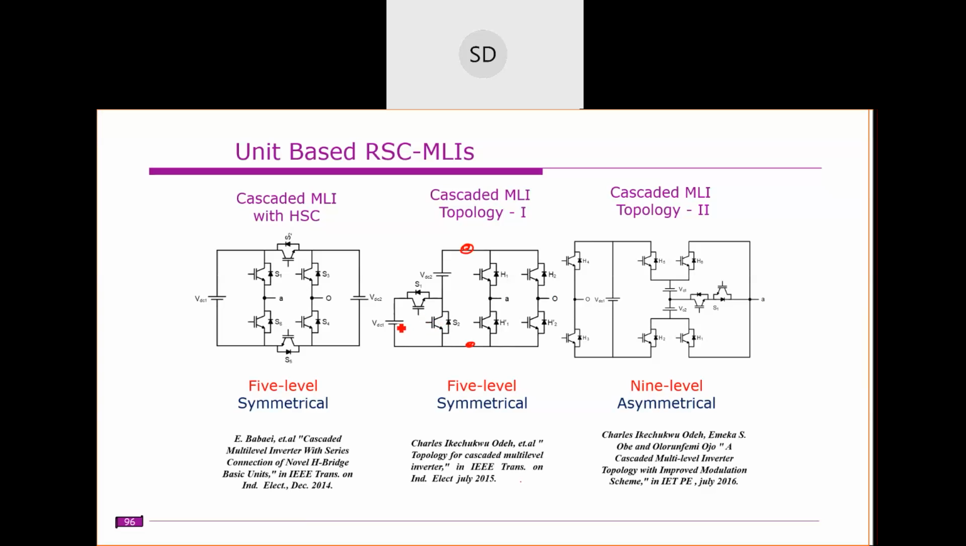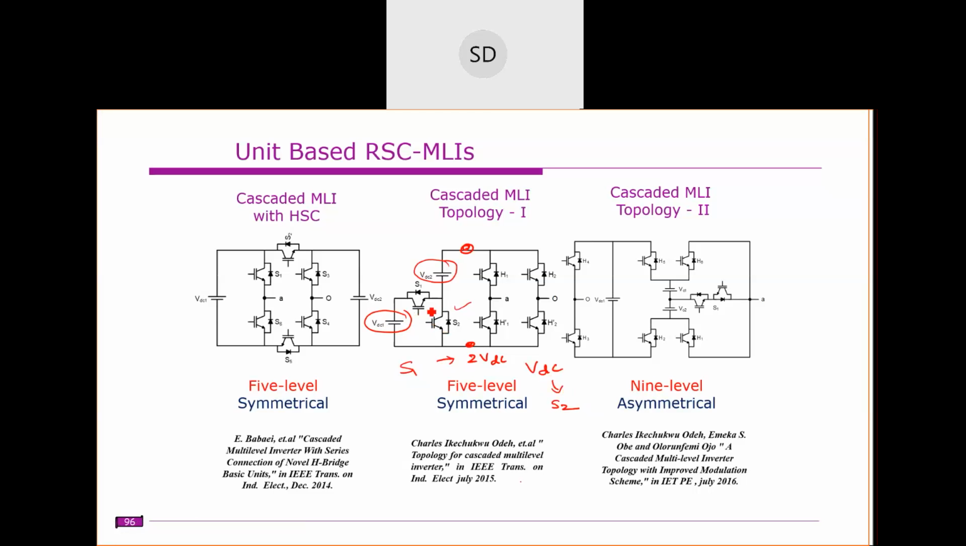There are two options. We need to add these two voltages. If we want to add these two voltage sources, which switch do we need to turn on? S1. If we turn on S1, these two will be in series, so you get a voltage of 2 VDC, assuming both are the same. If you want only VDC, you need to turn on switch S2.